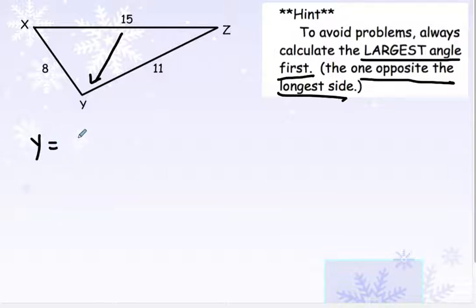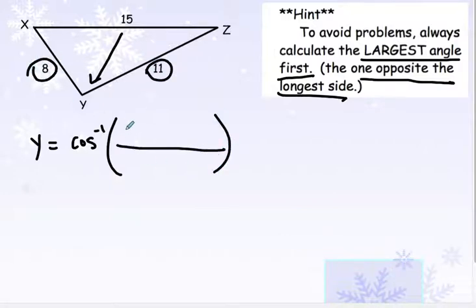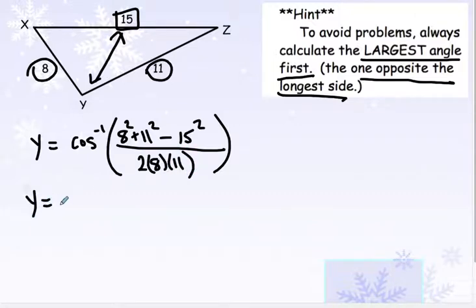So if I want to find y, I'm going to do the inverse cosine. On the top, I'm going to take the two sides surrounding my angle, square them and add them up, minus the side across from my angle, squared, divided by 2 times the two sides surrounding my angle. Now you should be able to just type this straight into your calculator. You should practice that, make sure that you can do it correctly. You should get 103.14 degrees. So that's our largest angle.